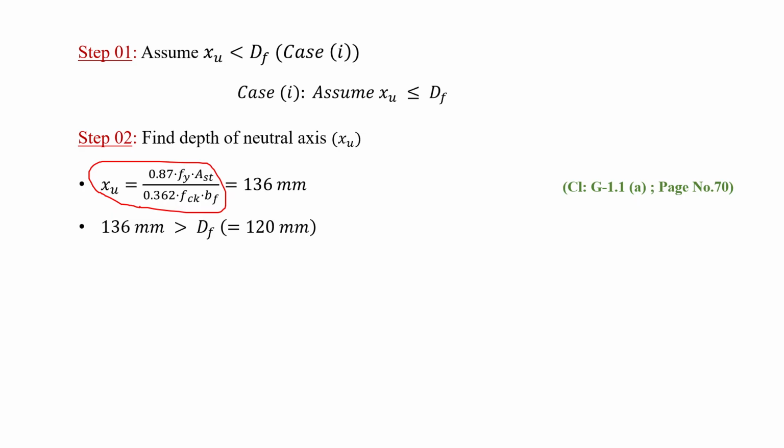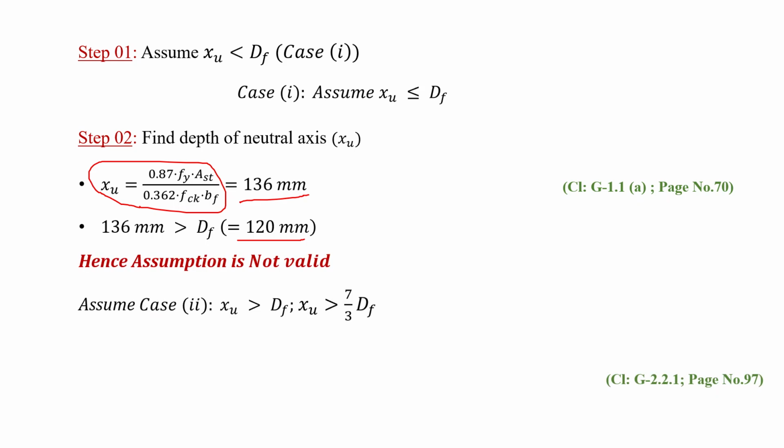Okay. As you can see that the xu calculated is greater than the depth of flange, that is 120 mm. So whatever assumption we have made, that is not valid. Hence, we will be moving to case 2, that is xu is greater than Df, and we are presuming that xu is also greater than 7 over 3 Df.